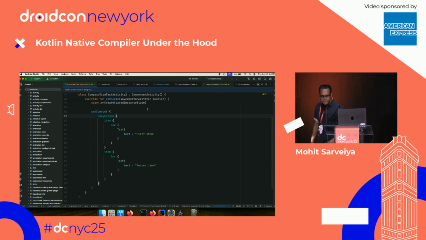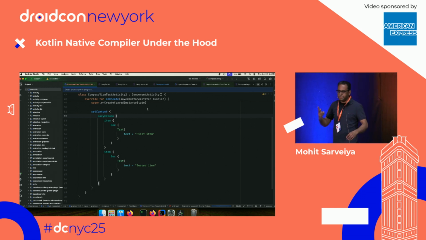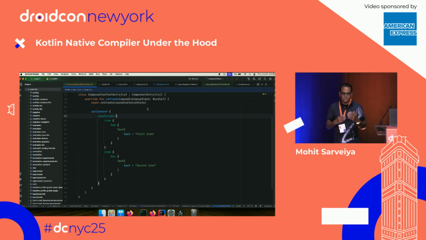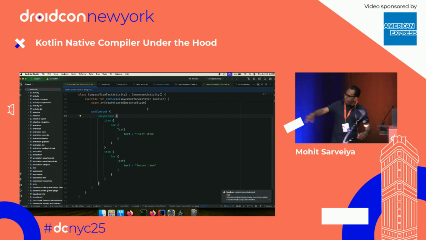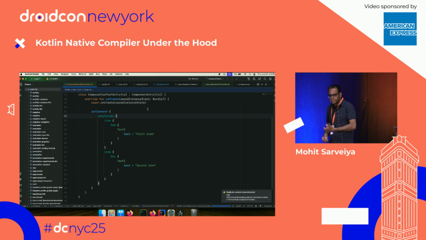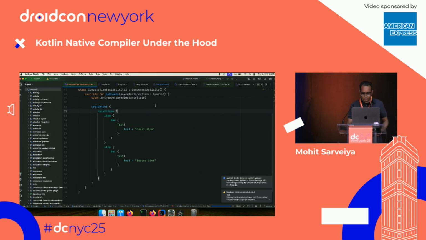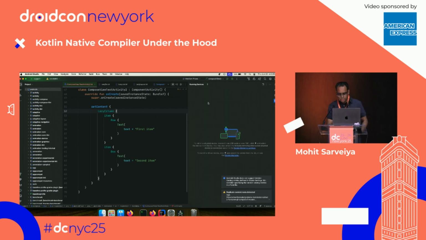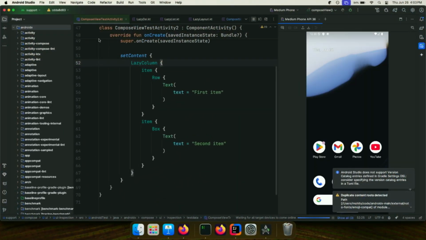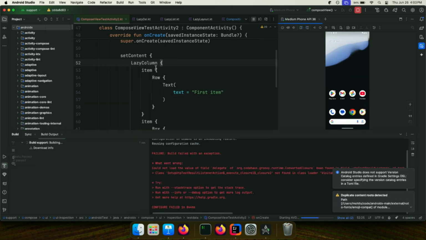Could anyone tell me something special about this piece of code? A lazy column with 2 items. What happens underneath the hood? Does anybody know what a subcompose layout is? What does a subcompose layout do underneath the hood? What makes this piece of code interesting is that for each item, it creates its own slot table. What does that slot table look like? I'm going to run this piece of code and show it to you. By the way, there's a module called integration tests where you can run it.